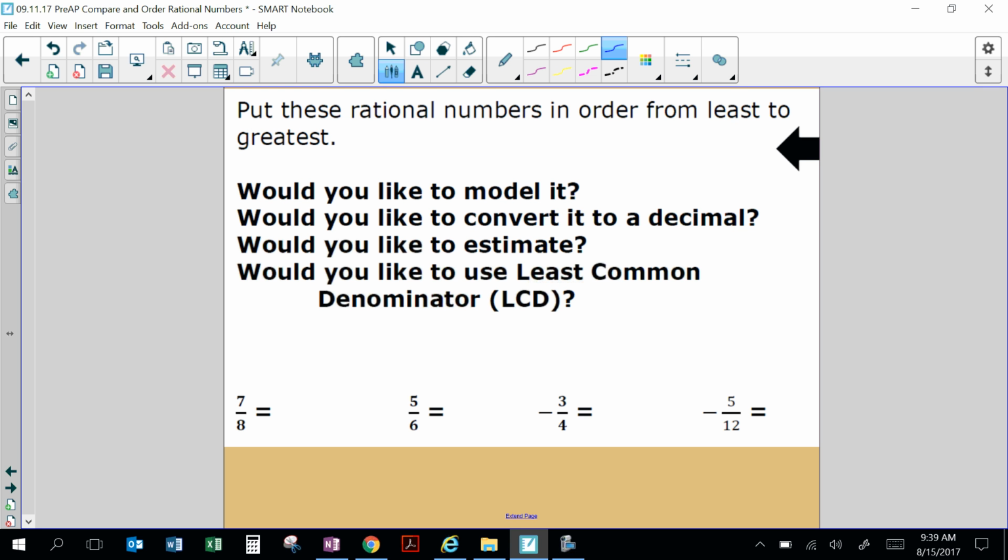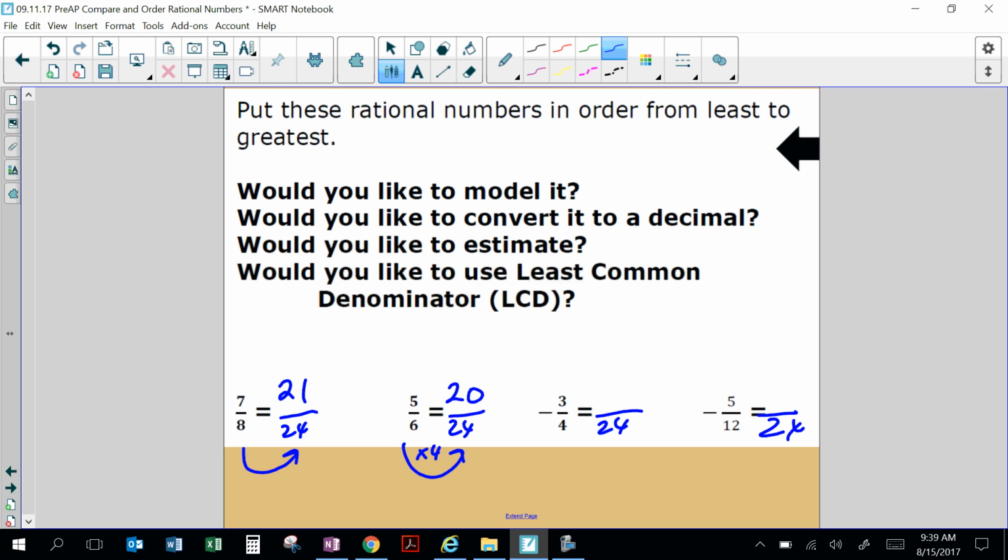What do 8, 6, 4, and 12 all share in common? 8, 16, 24. 6, 12, 18, 24. 4, 8, 12, 16, 20, 24. And 24. So what is the scale factor from 8 to 24? Times 3, that's 21/24. Times 4, scale factor times 4, that's 20/24.